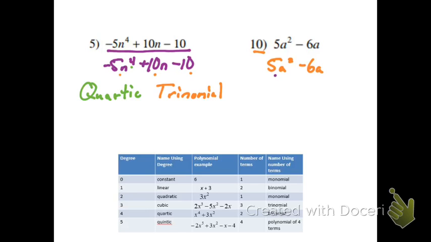Now, it has a degree of 2. So that means it is a quadratic. Okay, quadratic, because it has a degree of 2 right here. And then since there are 2 terms, it's a binomial. All right, so quadratic binomial and a quartic trinomial for 5 and 10, respectively.